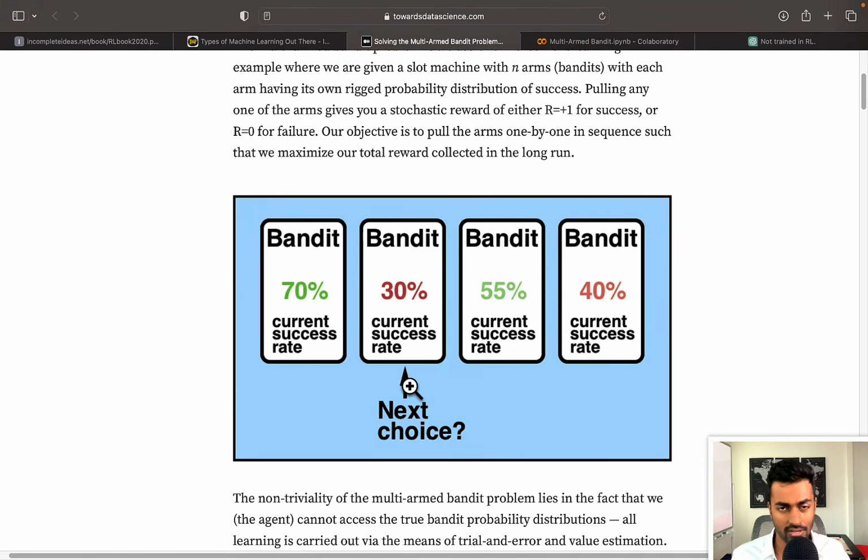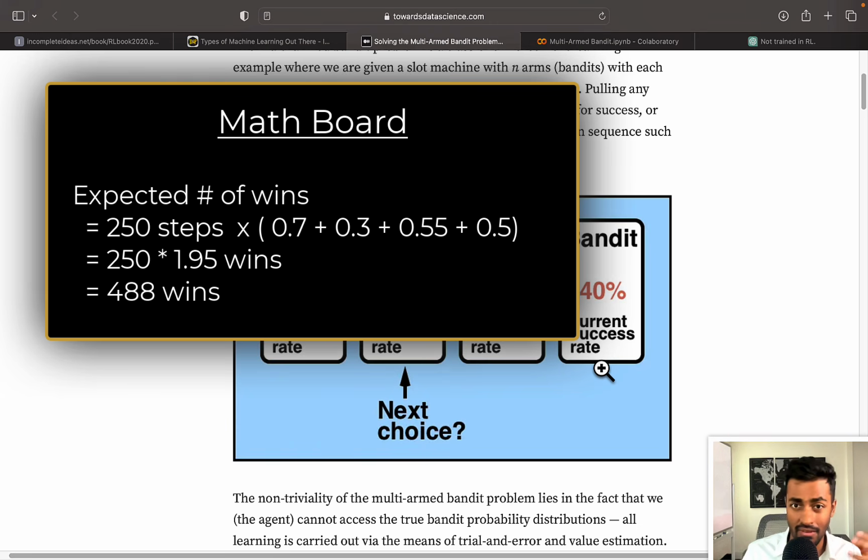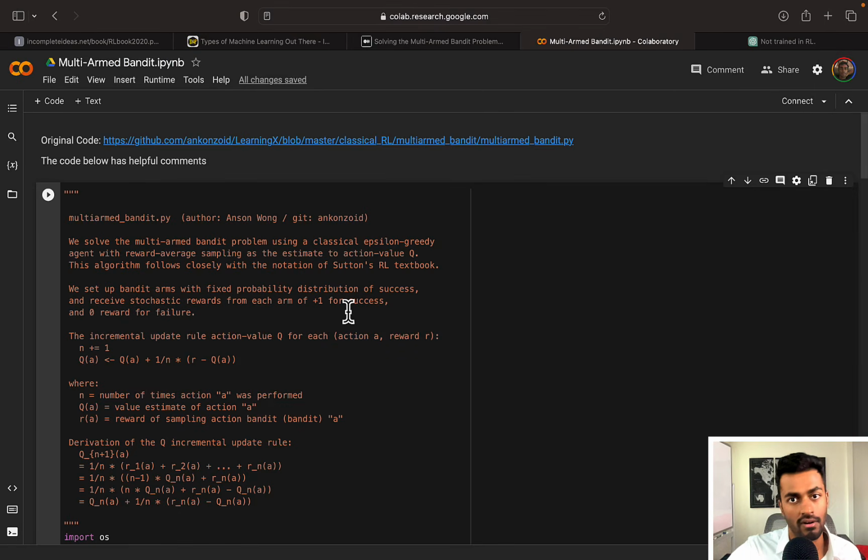But the flip side is also true. Let's say that we're exploring all the time. That means that we are not really taking advantage of what we know, but just randomly choosing slot machines. So in this case, this would be like we played this one 250 times, this one 250 times, this third one 250 times, and the fourth one 250 times. Now, if you add all of your wins up, you might get a reasonable number of wins, maybe around 400 to 500 wins, but it's definitely not the best that we could have possibly done. And so the balance between exploration and exploitation is absolutely critical when dealing with the multi-armed bandit solution. Let's now take a look at the code for multi-armed bandits.